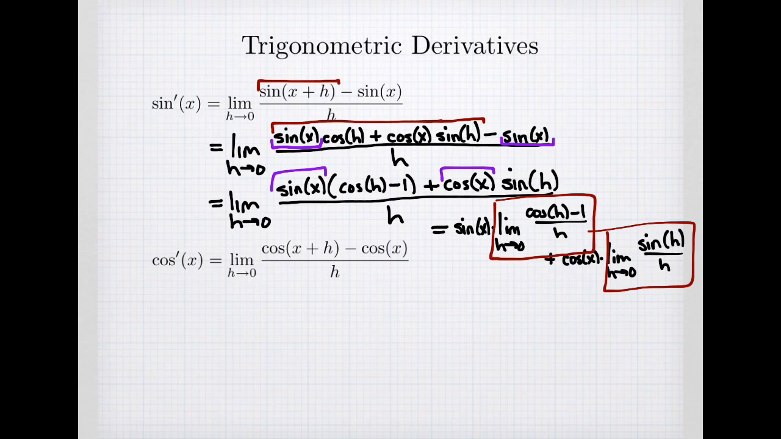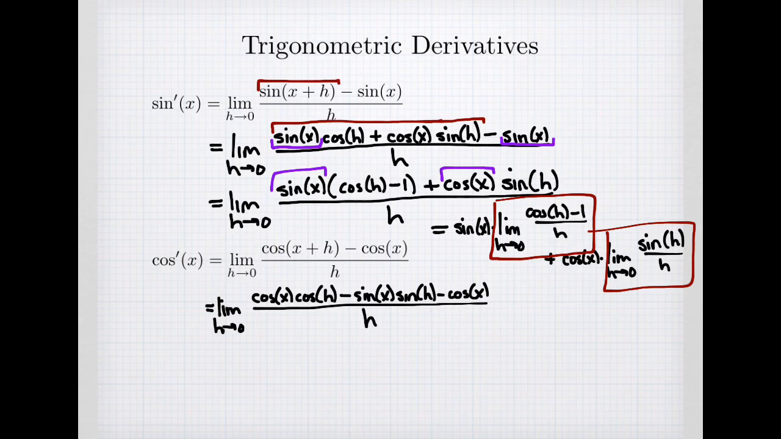If I do the same thing for the cosine and calculate its expansion, I do a similar thing. I rewrite my cosine of a sum as cosine x cosine h minus sine x sine h. That's the expansion, minus cosine of x. Divide all of this by h.